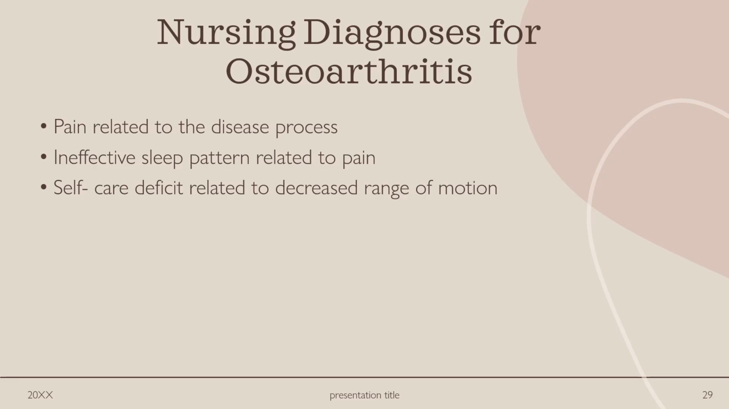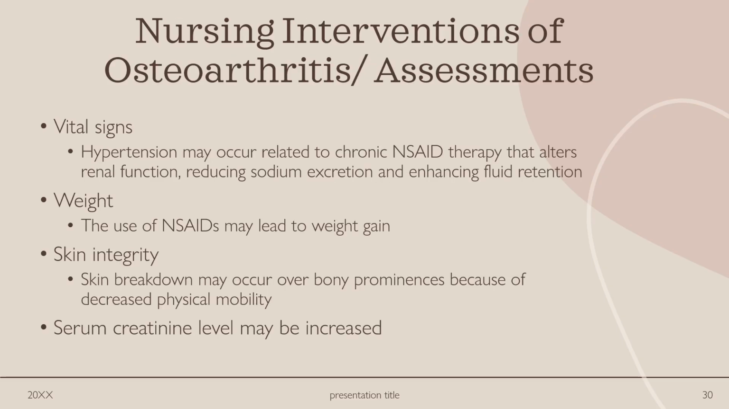So some nursing diagnoses for osteoarthritis: pain related to the disease process, ineffective sleep pattern related to the pain, it is uncomfortable for them to sleep, and then self-care deficit related to a decreased range of motion. So some nursing interventions for osteoarthritis: we always start with assessment, and we are going to always start with vital signs. Hypertension may occur related to chronic NSAID therapy.